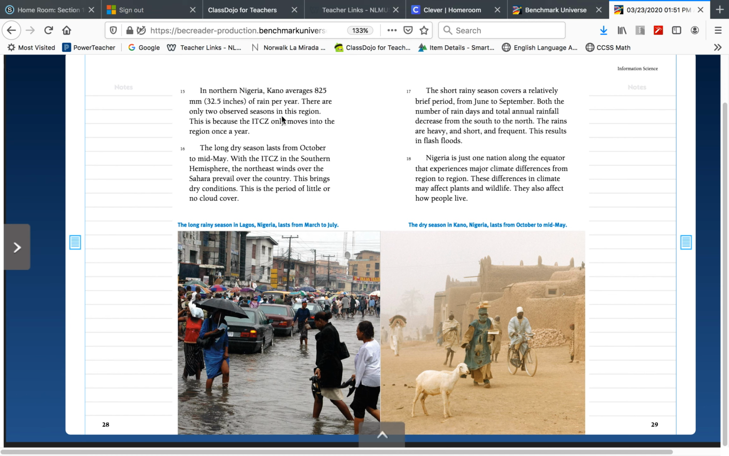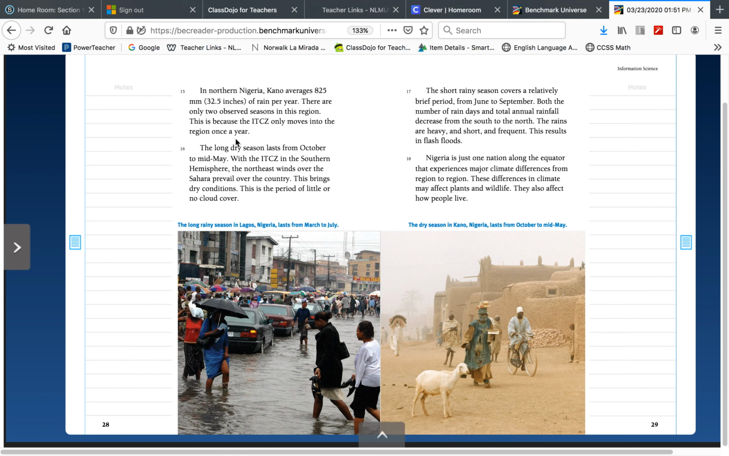There's a lot of technical information here. In northern Nigeria, Kano averages 825 millimeters of rain per year. There are only two observed seasons in this region. This is because the ITCZ only moves into the region once a year.